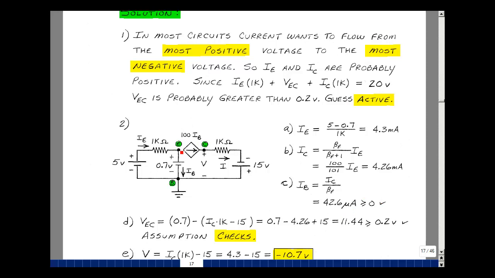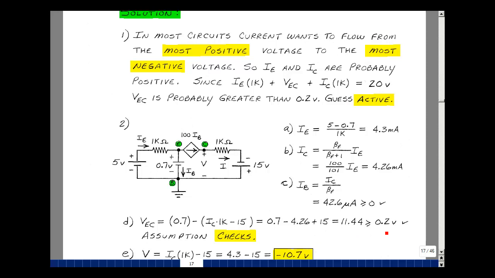It's going to be this node voltage of 0.7 minus this node voltage, which is I sub C times 1K minus 15. This node voltage minus this node voltage, plugging in that this is 4.26 milliamps times 1K, the milli and the K's cancel, and I get 4.26 volts. And all of this is 11.4 volts, and that is greater than or equal to 0.2 volts, so that checks. We are in the active region.